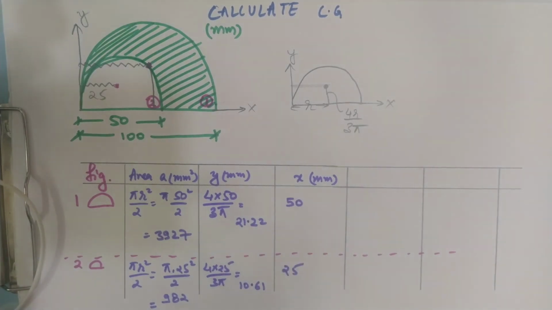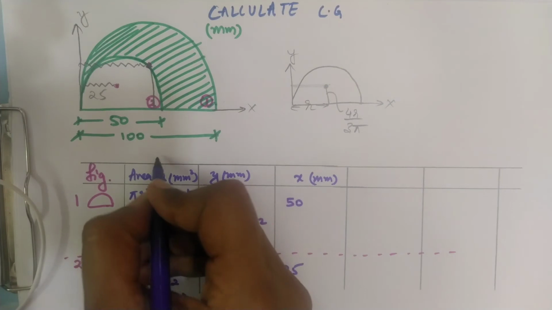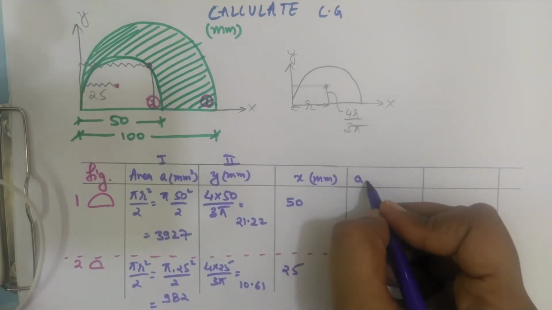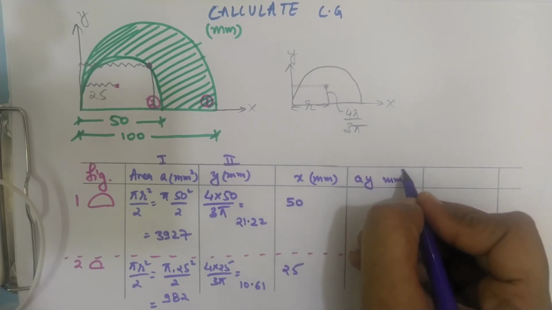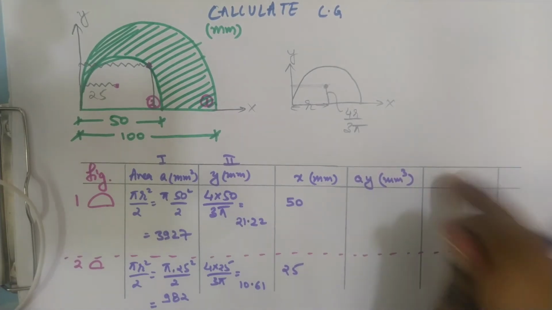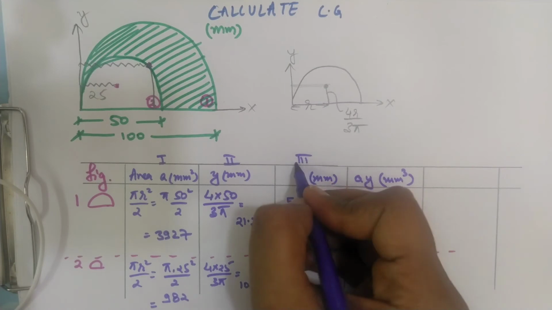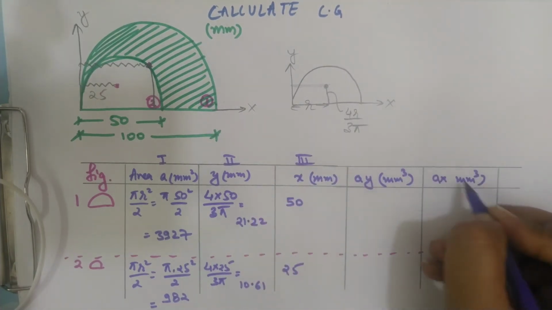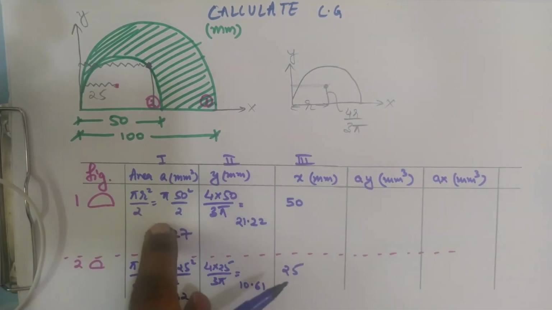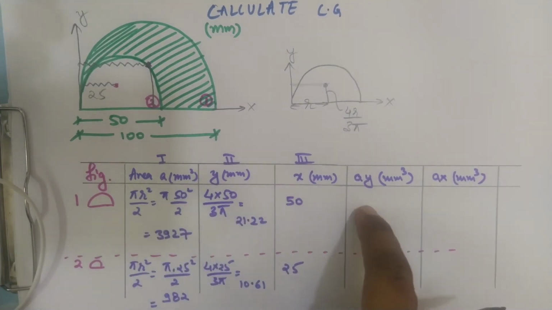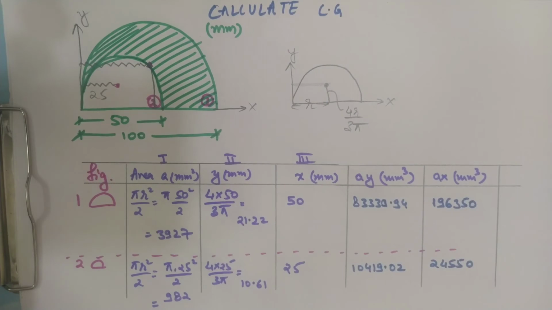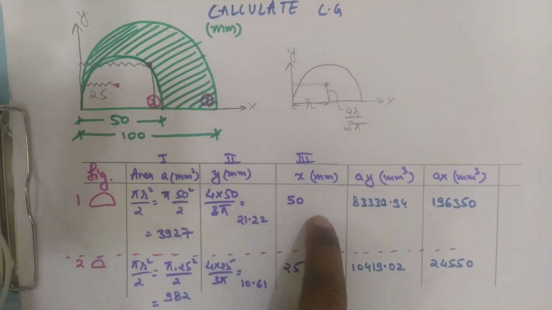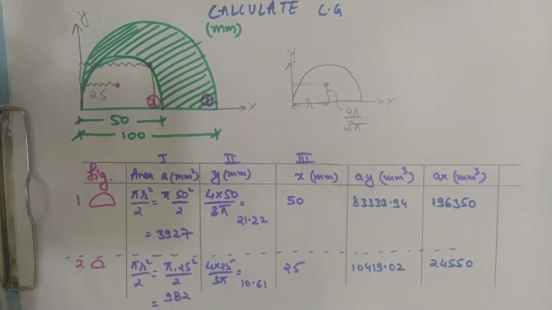Now what next do we have to do? We have to multiply column 1 and column 2, that is AY in mm raised to 3, and in this one, column 1 and column 3, that is AX in mm raised to 3. This multiplied by this, this one multiplied by this one, we have written here. Now what is your next step?